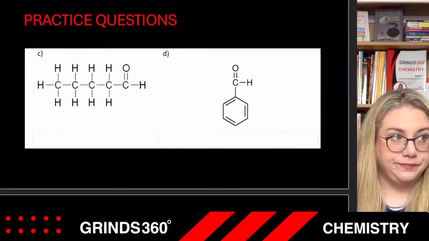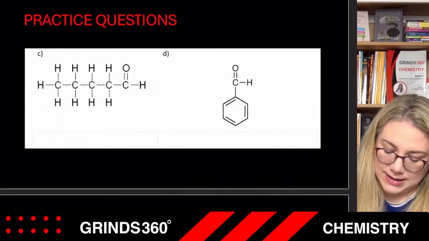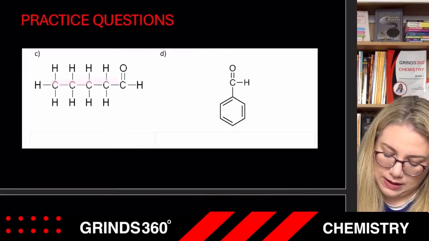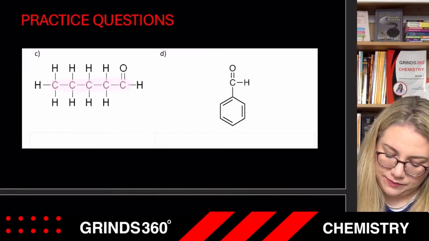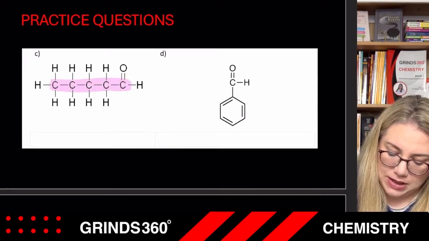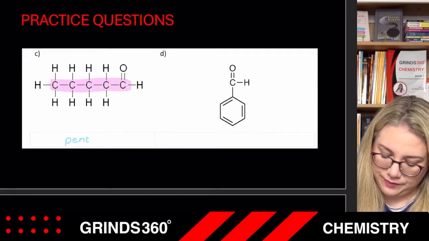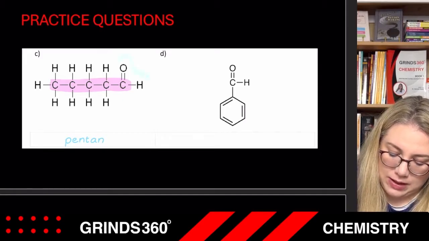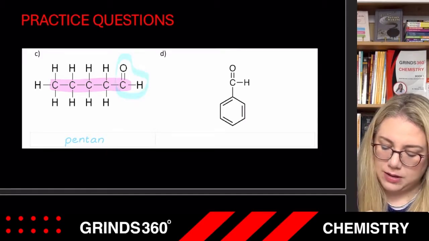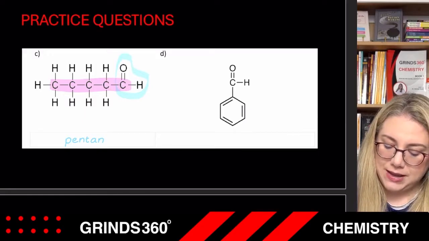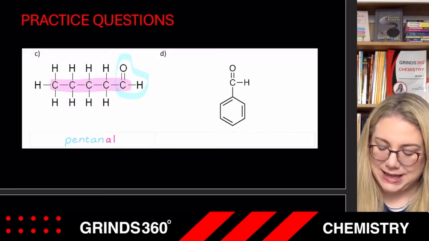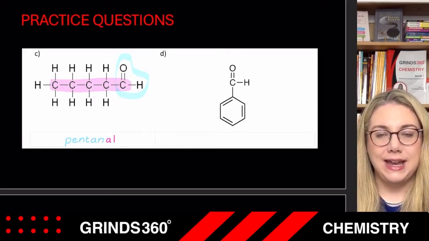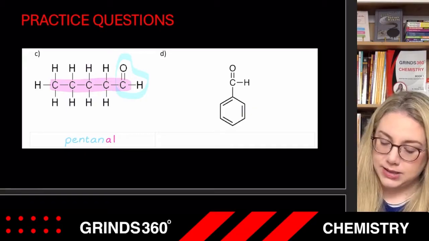The next one, part C. Count the longest straight part of that chain. You have 5 carbon atoms, so it's pentan. Then we look for a family group. We have a C double bond O, and that carbonyl carbon is attached to a hydrogen. That is an aldehyde, so it's pentanal. And remember, for aldehydes, the aldehyde group is always on carbon 1 at the end of the chain, so you don't need to include numbers.